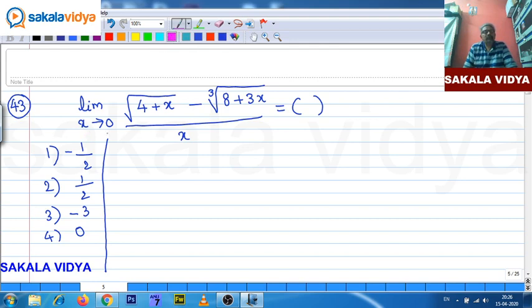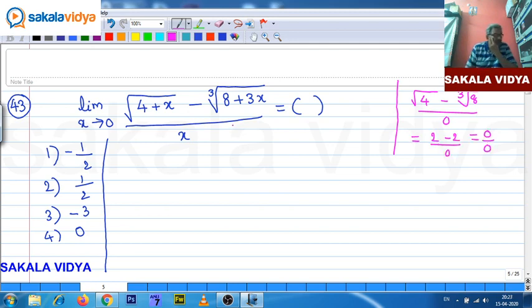Limit x approaches 0, root over 4 plus x minus cube root of 8 plus 3x upon x. So first let us substitute the limit now. Root 4 plus 0 is root 4, minus cube root of 8 plus 0, cube root of 8, by 0. Square root of 4 is 2, cube root of 8 is also 2, by 0, 0 by 0 form. That means you can apply L'Hospital's rule, or even you can apply the expansion rule also. Any method you can apply.